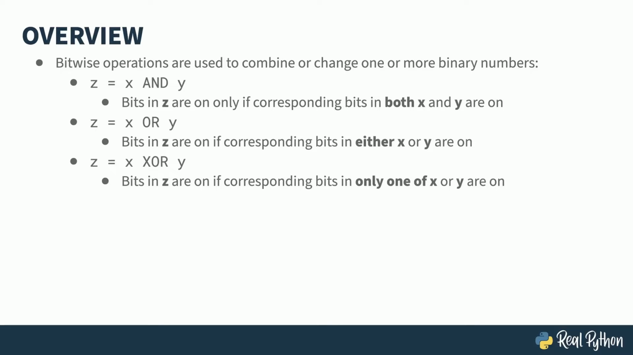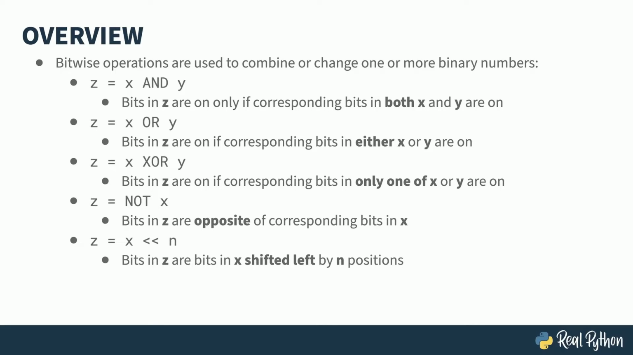Everything up until here has combined two operands. The next three operate on a single value. Not, also known as negation or inversion, flips the state of all the bits in the number. All the ones become 0 and vice versa.